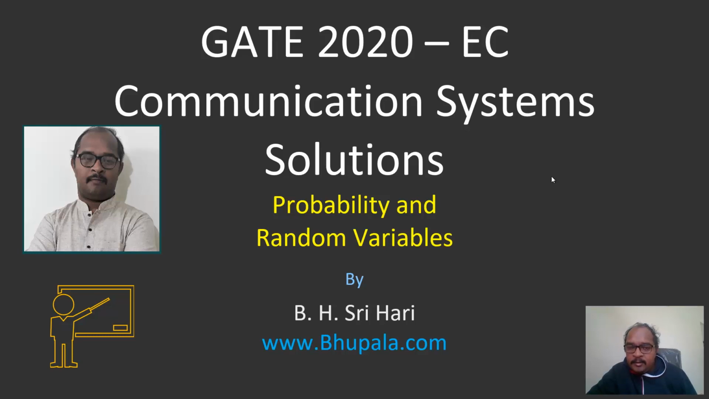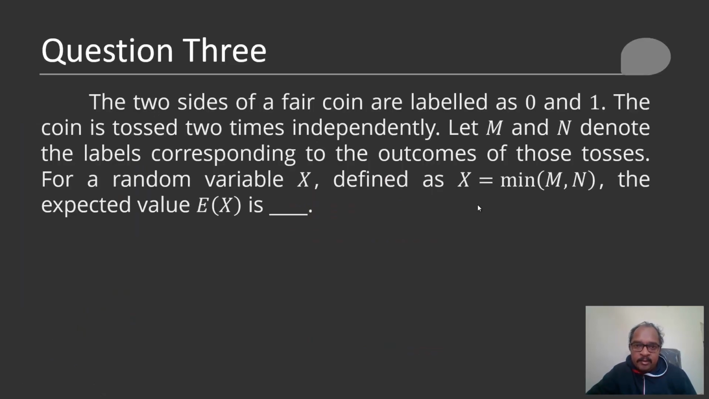Hello friends, in this video I will discuss one more problem given in GATE 2020 in the ECE stream in communication systems, and the topic of interest is probability and random variables. The question goes like this: a fair coin has two sides labeled 0 and 1.